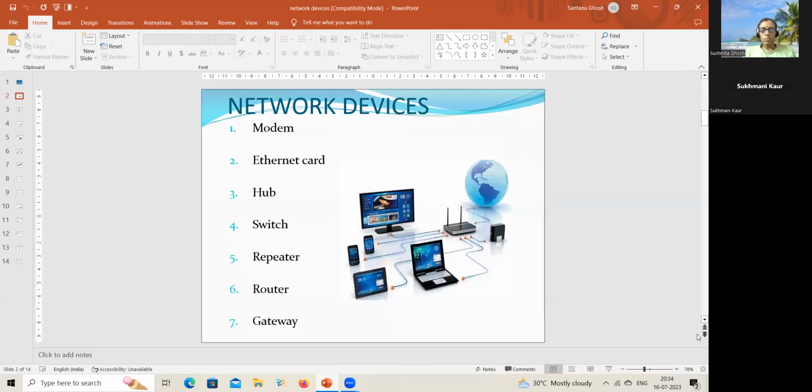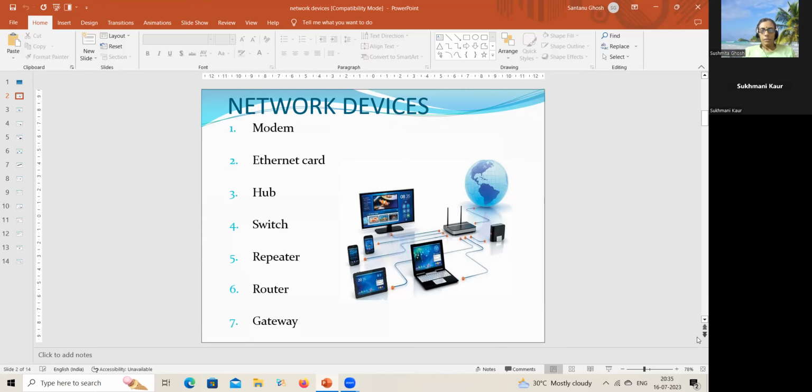Okay, so these are the devices we'll talk about: modem, Ethernet card, hub, switch, repeater, router, and gateway. We are supposed to understand them as it is, of course. Plus, in the exam, you'll find that you are given situations, and you have to see which device fits there the best. That's very important. So we have to understand the practical application of these devices.